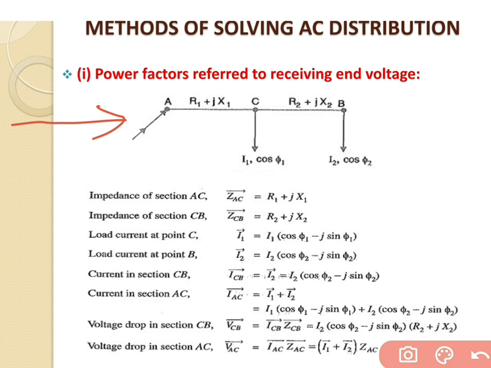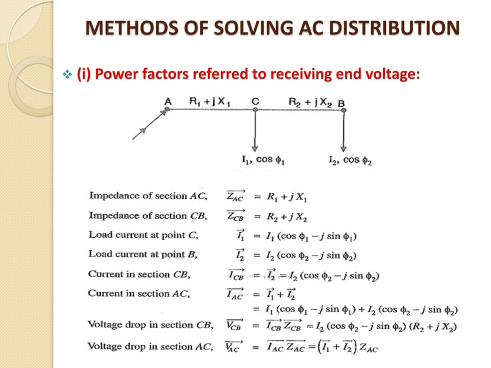Now there are two sections: first the AC section, and second the CB section. If we go through a DC system only, we have resistance in the AC section and resistance in the CB section only. But if we go through an AC system, we have a combined effect of resistance as well as reactance. So the AC section has resistance and reactance, R1 plus jX1, which is the impedance of section AC, and R2 plus jX2 is the impedance of section BC.